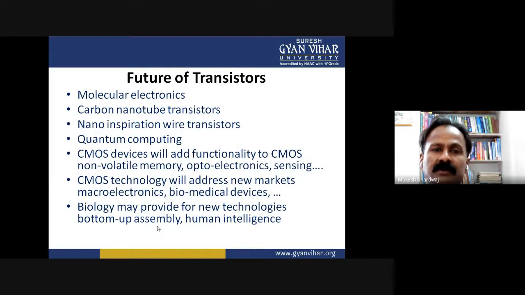Future of transistor: molecular electronics, carbon nanotube transistors, nanowire transistors, quantum computing. CMOS devices will add functionality to CMOS: non-volatile memory, optoelectronics, sensing. CMOS technology will address new markets: macroelectronics, biomedical devices. Biology may provide for new technologies: bottom-up assembly, human intelligence. These are the future of transistor. That means no area is left without the use of transistor, as you see.